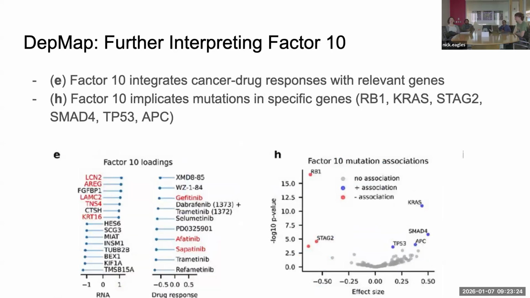Further interpreting this factor 10 that was interesting in terms of the lung cell types, part of this cancer dependency map was they include information about different cancer subtypes and then also drug responses to the cancer. So that's a focus of the project.